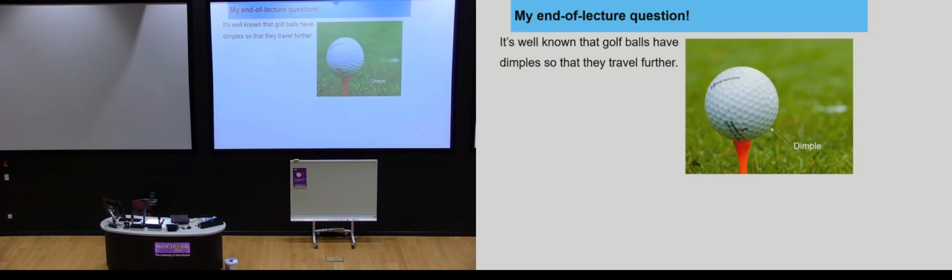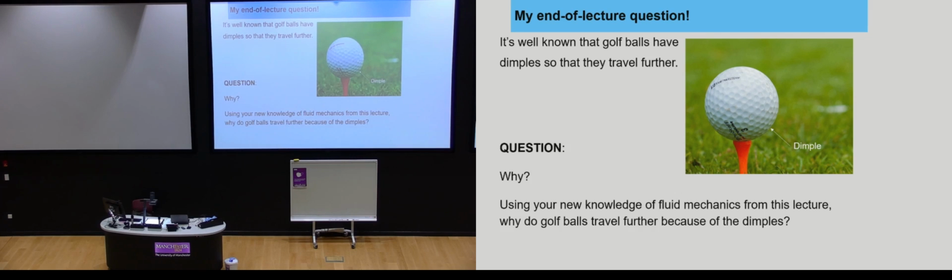As always, I left you with one final question, which is that it is well known that golf balls travel further because of these dimples, these tiny depressions in the surface of the golf ball. And my question was why? And all of the fluid mechanics that we covered in the last lecture is enough to be able to explain this. So what's the answer?